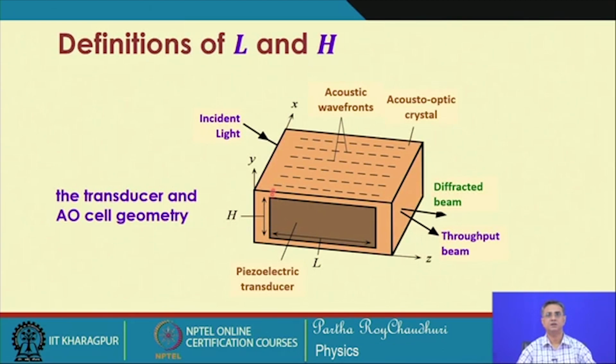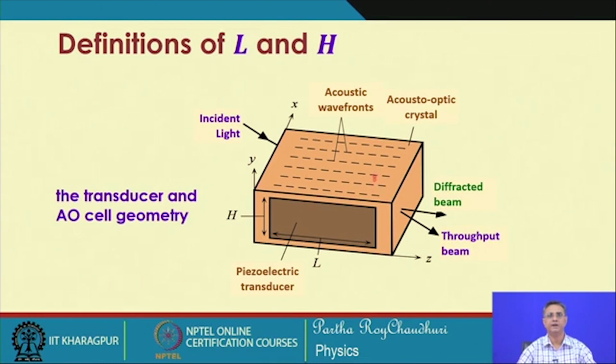We can see this configuration of the transducer. This is your L, the length of the piezoelectric transducer. This is H, the height, and therefore it forms the cross section. This is the beam width that is propagating through this medium. The acoustic wave fronts are given by this. The acousto-optic crystal is this medium, and this is the diffracted beam and the throughput beam. If you have an incident beam, this will be the throughput beam, and there will be a diffracted beam.